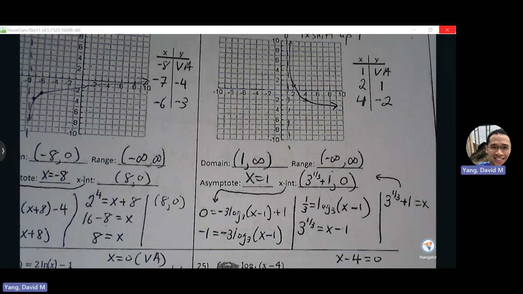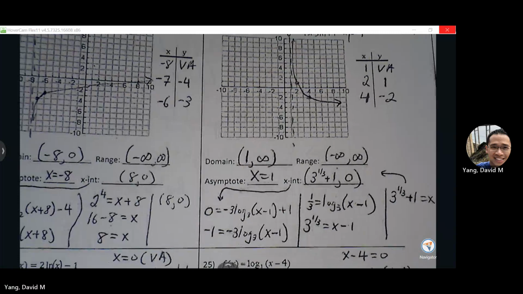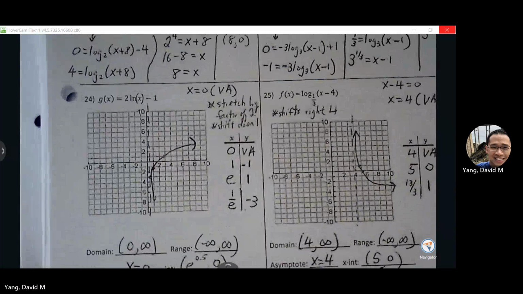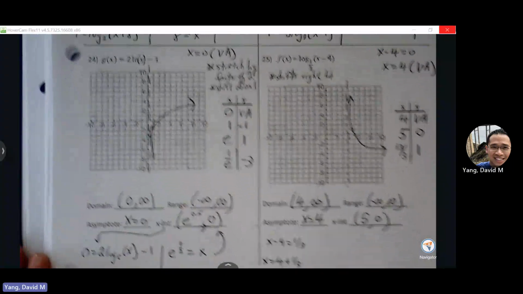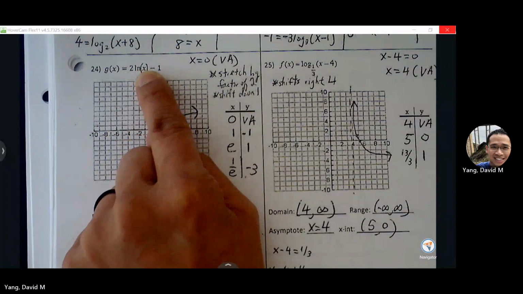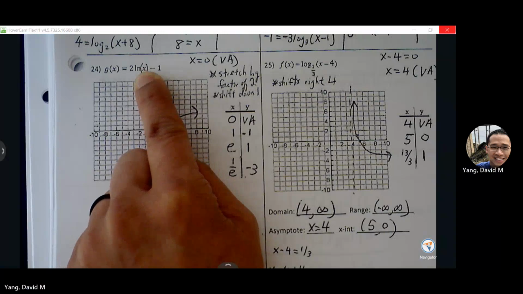Everybody good with 23? Four. Vertical asymptote is at 0. Natural log of 1 is 0. And then natural log of e is equal to 1.